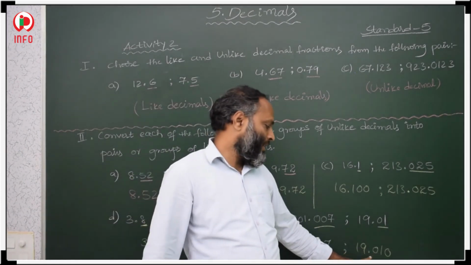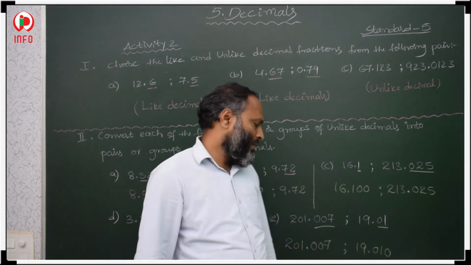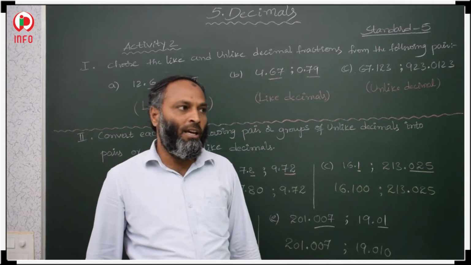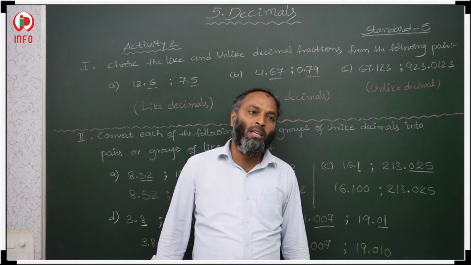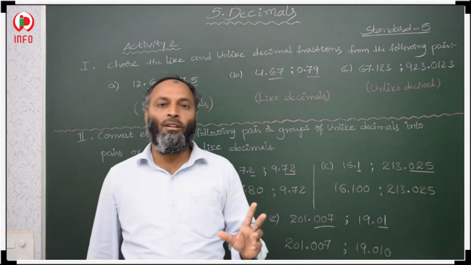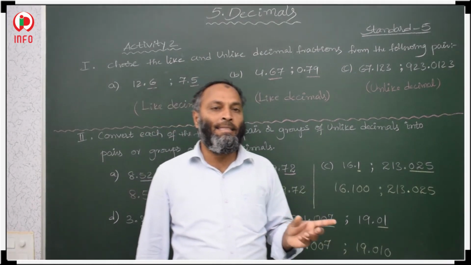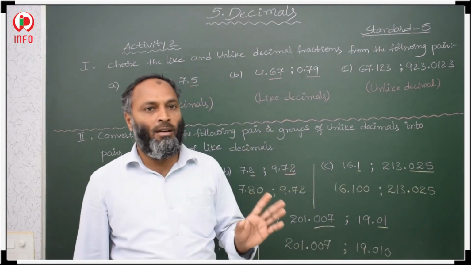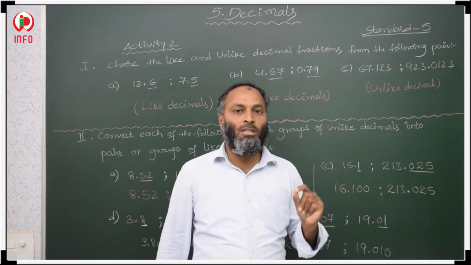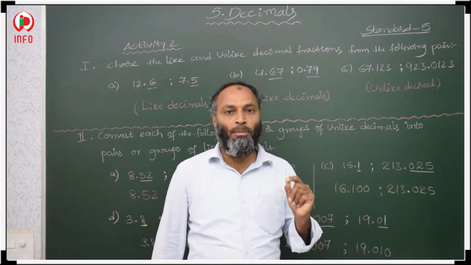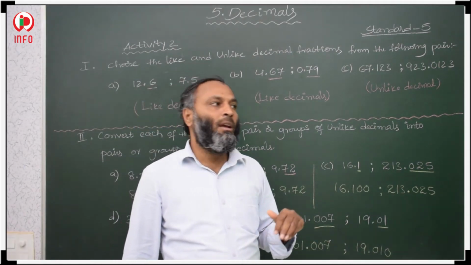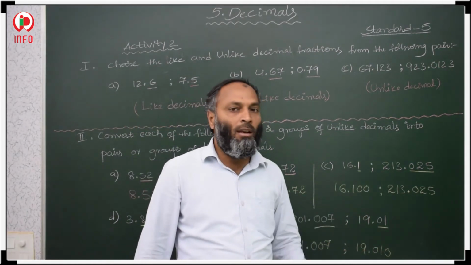How many places are there after decimal? 1, 2, 3 places. In this way we have to convert the given unlike decimal pairs or decimal groups into like decimal pairs or decimal groups. First we have to check after decimal how many places are there. However many places less, that many zeros we have to keep and make the decimals into like decimals.